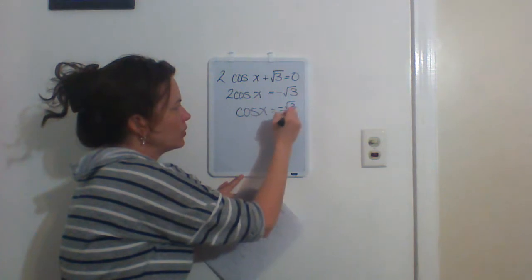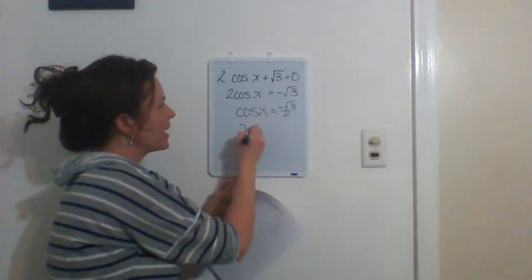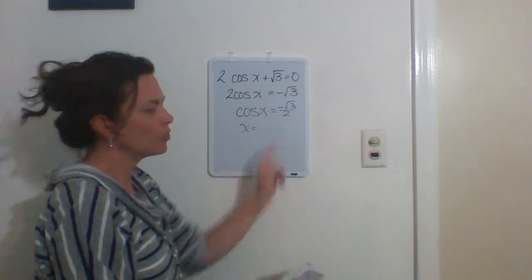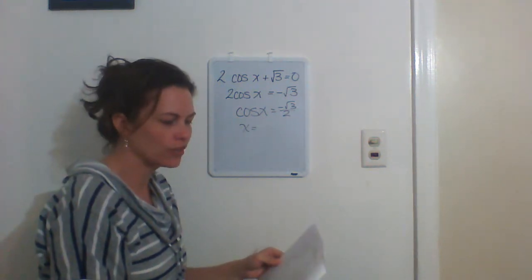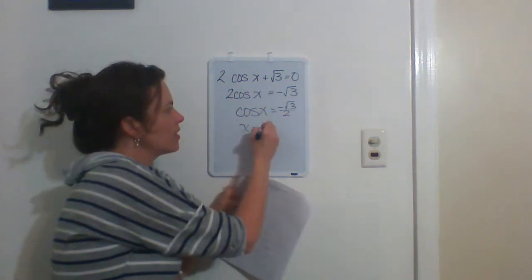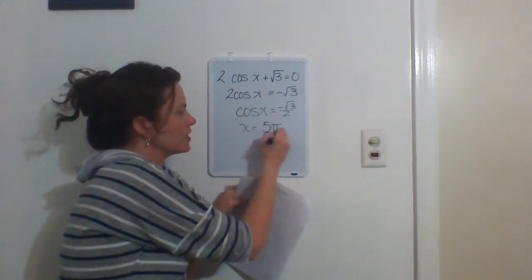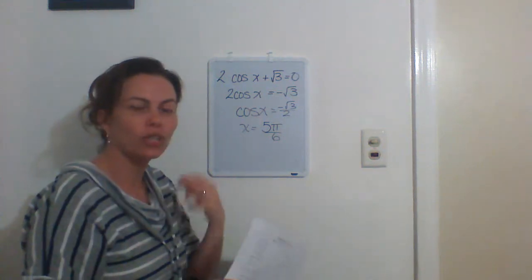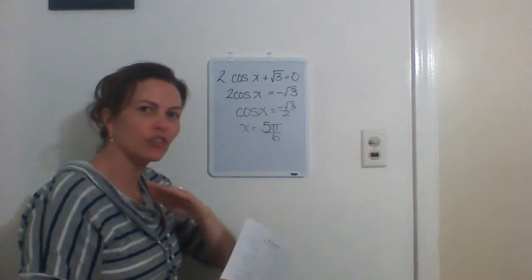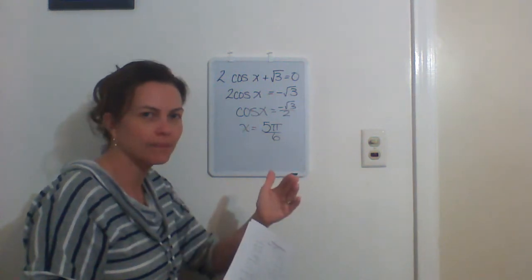of 3 over 2. So to solve for x, I'm trying to find out what angle has a cosine of negative square root of 3 over 2. And if I look at my unit circle, I know that that is 5 pi over 6. Remember, we're talking only primary intervals. So when it says primary interval, I want my answer to be from 0 to pi.